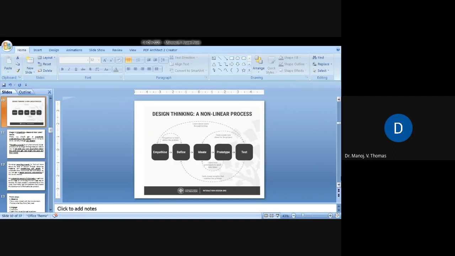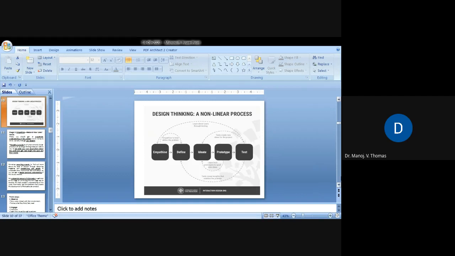This is a non-linear process in the sense that arrows are shown. One set of arrows starts from empathize to define, define to ideate, ideate to prototype, prototype to test. But it need not always be in that sequence. For example, from the test, if you find new ideas for the product, then you can go back to the ideate stage and modify your ideas. Or from the prototype, we can go back to the ideate stage by learning from the prototypes, which may spark new ideas. Or from the test, you can learn about users and go back to the empathize stage.